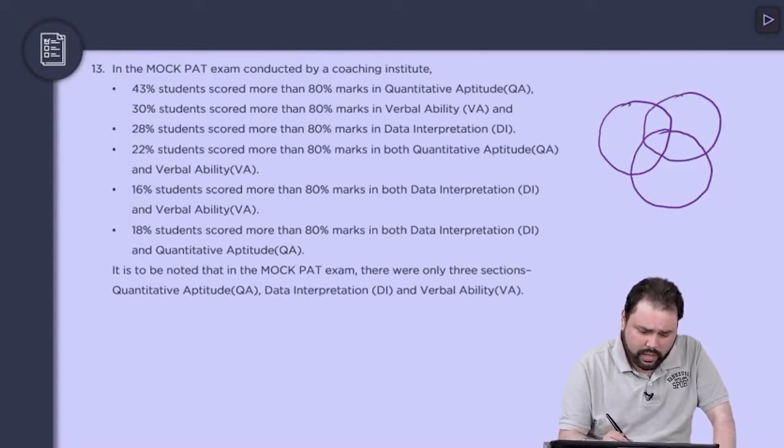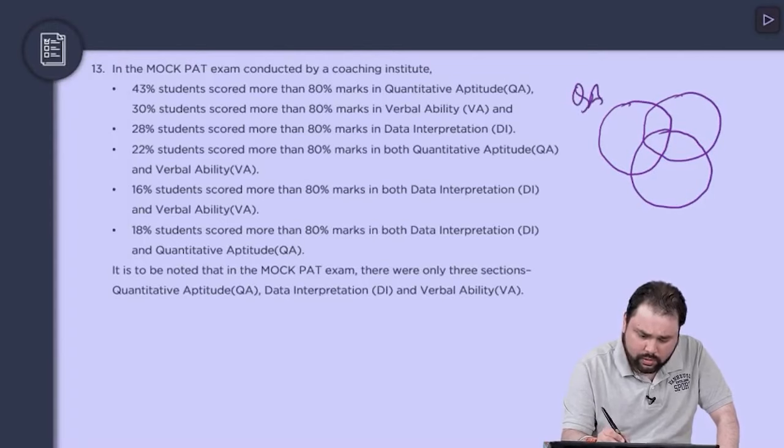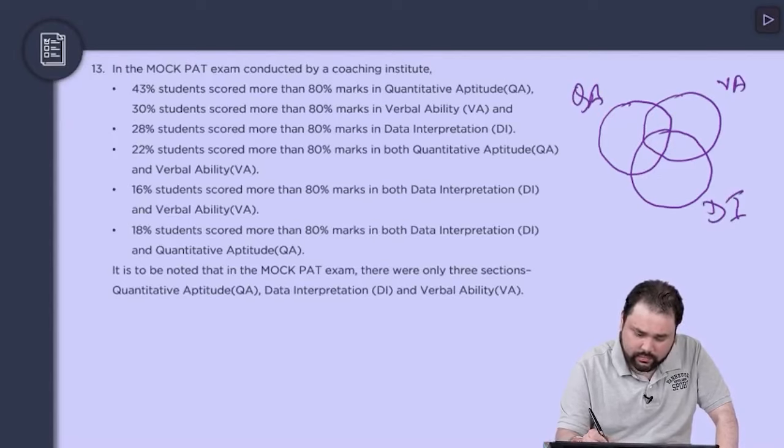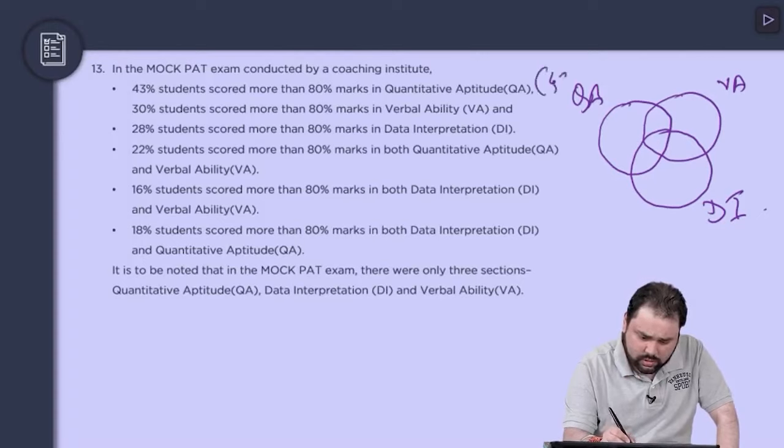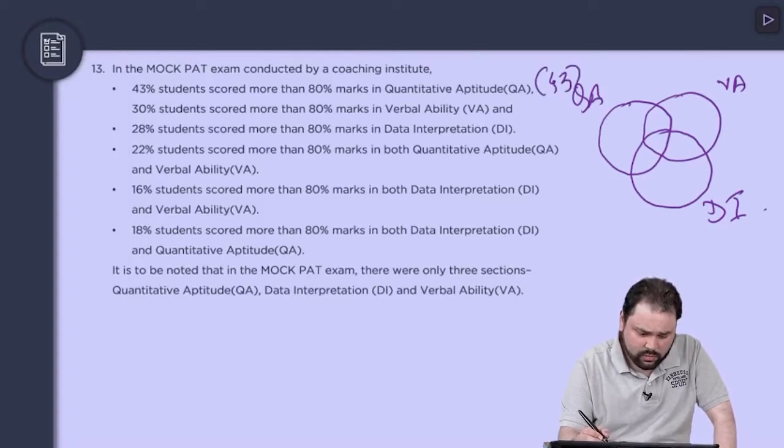Okay, what do I have? Quantitative aptitude, verbal ability, this is like CAT, and DI. Okay, cool. 43% students scored more than 80% in quant, 30% students scored more than 80% in verbal. So quant is 43, verbal is 30, okay. 28% scored more than that in DI, so this will be 28.